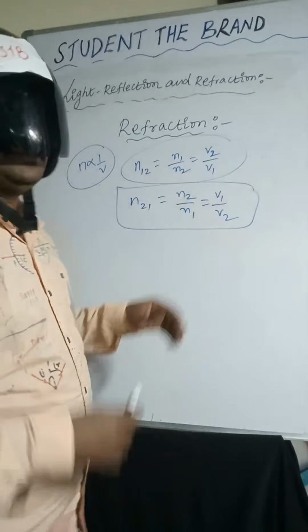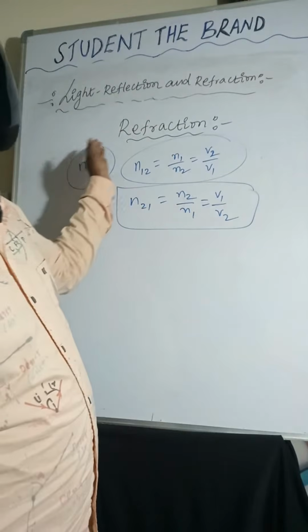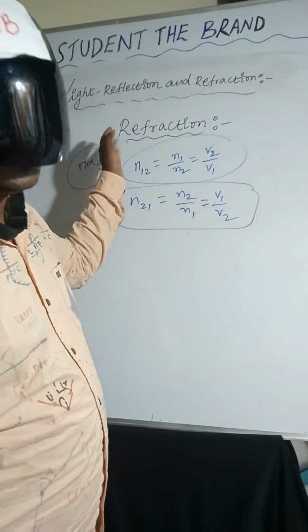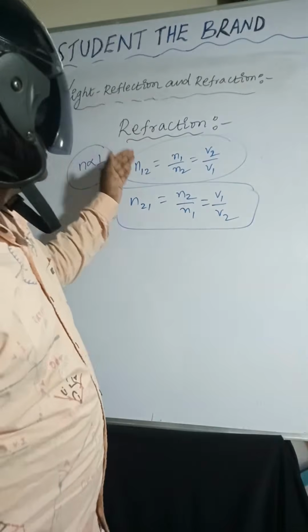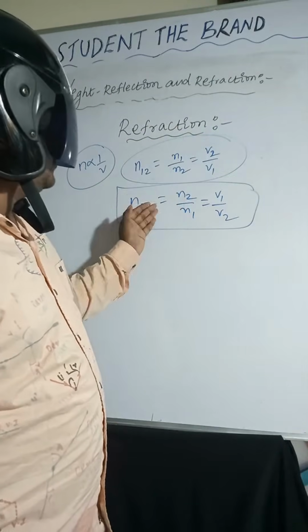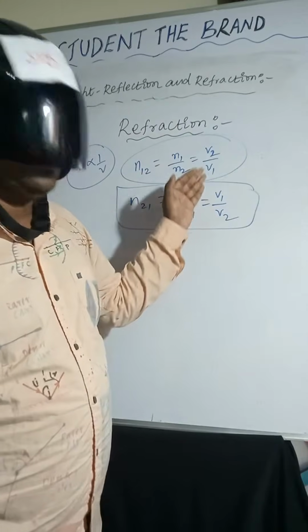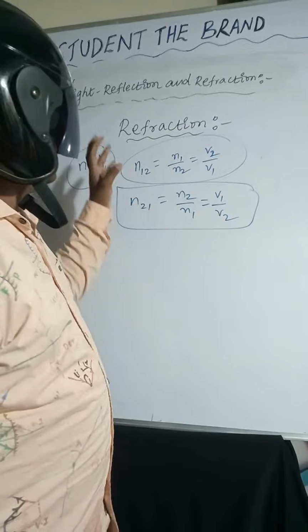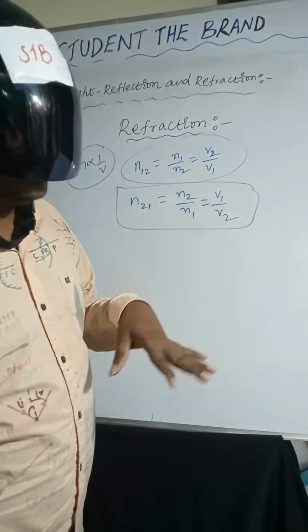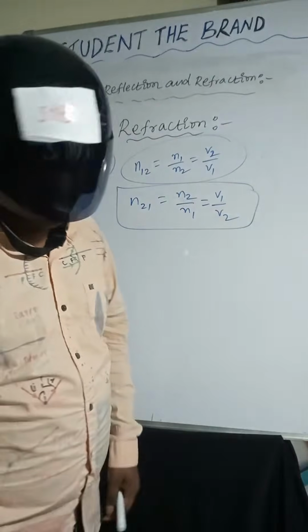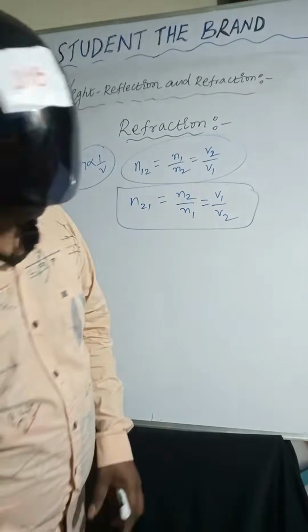Why? Because refractive index is inversely proportional to velocity. That's why n12 equals n1 by n2 equals v2 by v1, and n21 equals n2 by n1 equals v1 by v2. So this is about absolute refractive index and relative refractive index. I hope it is very clear. Next one.